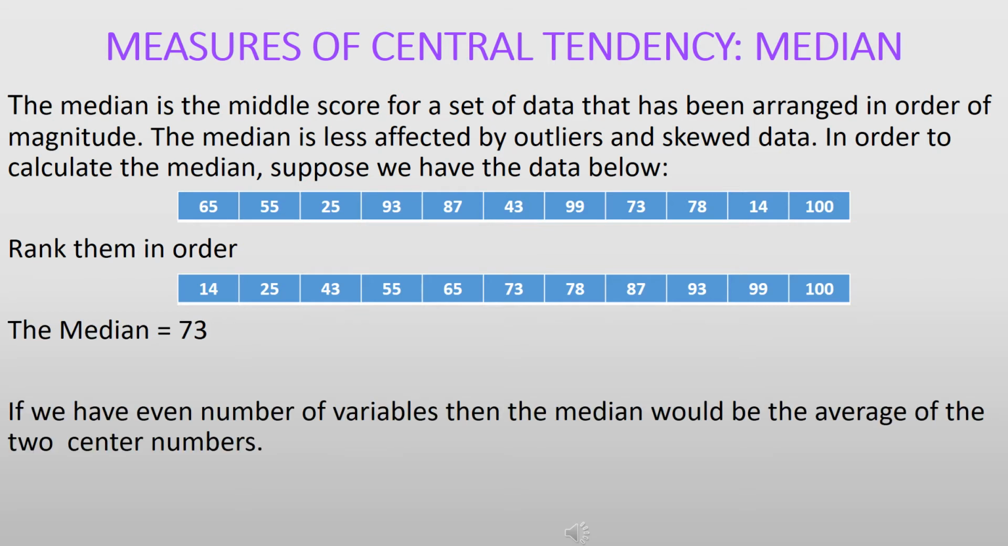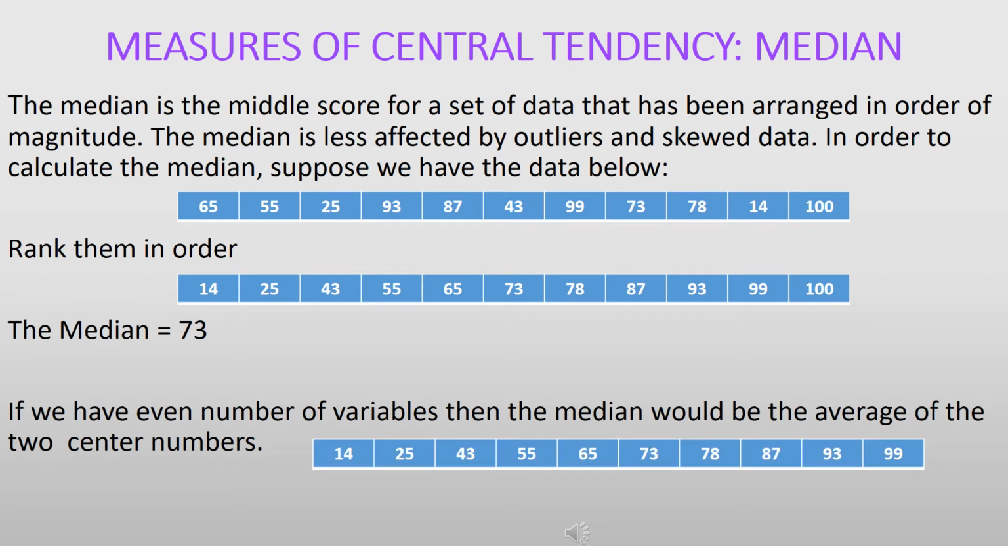If we have an even number of variables, then the median would be the average of the 2 center numbers. I removed the 100 value from the data set to give us an even number of values. The middle 2 values are 65 and 73. Therefore, the average of the 2 values is your median. 65 plus 73 divided by 2 equals 69.